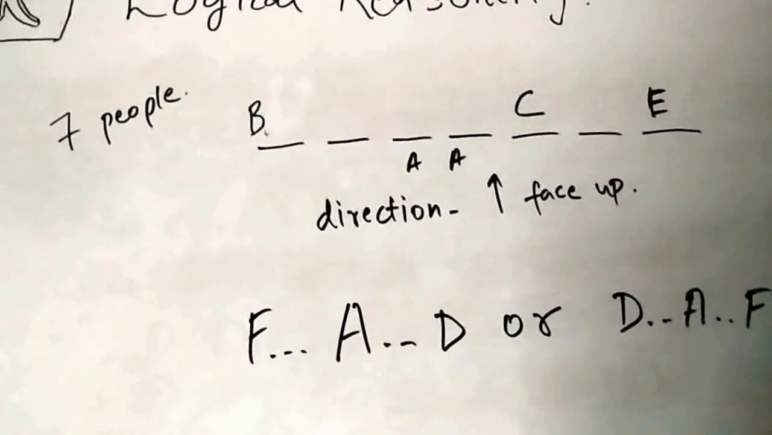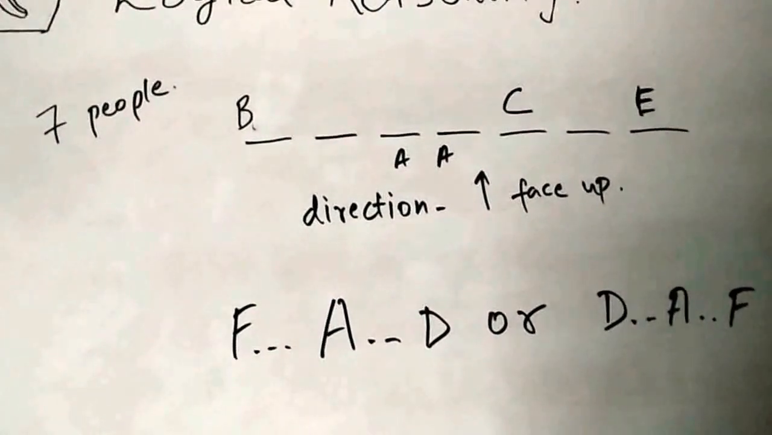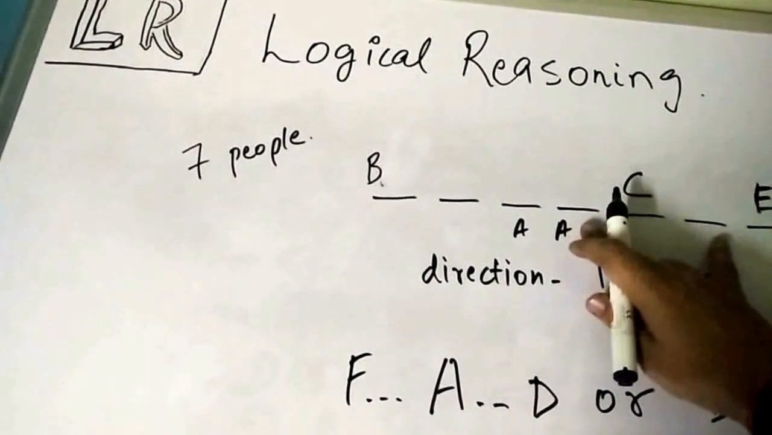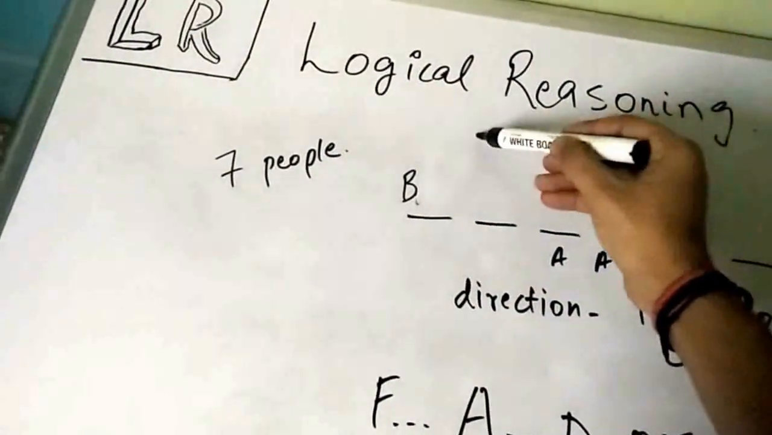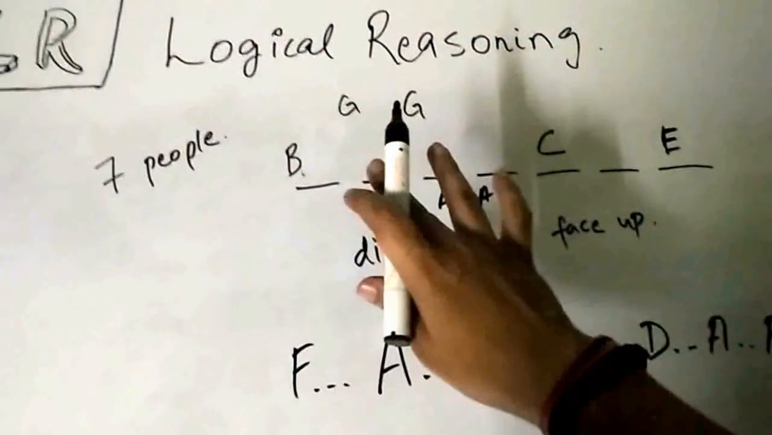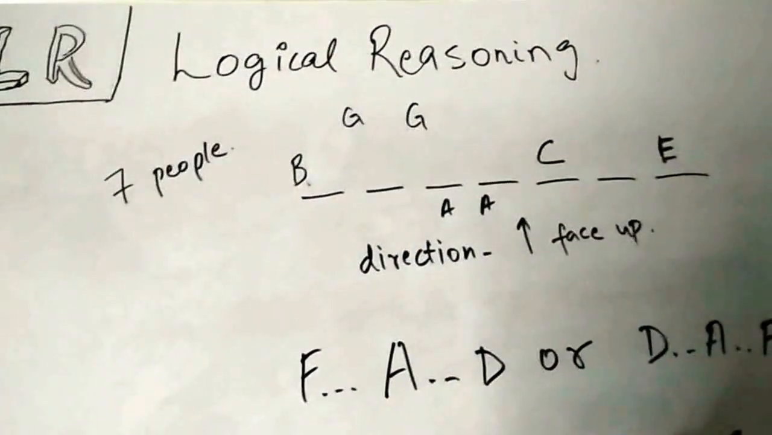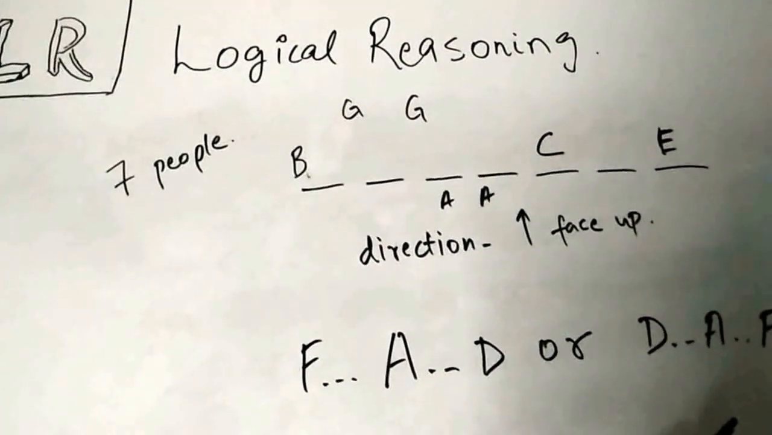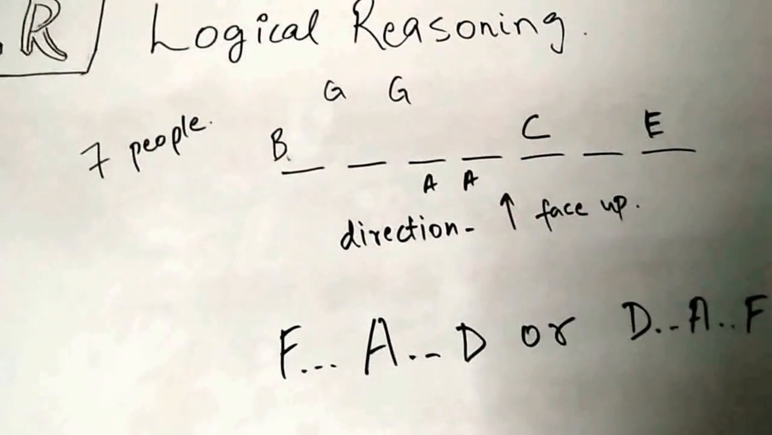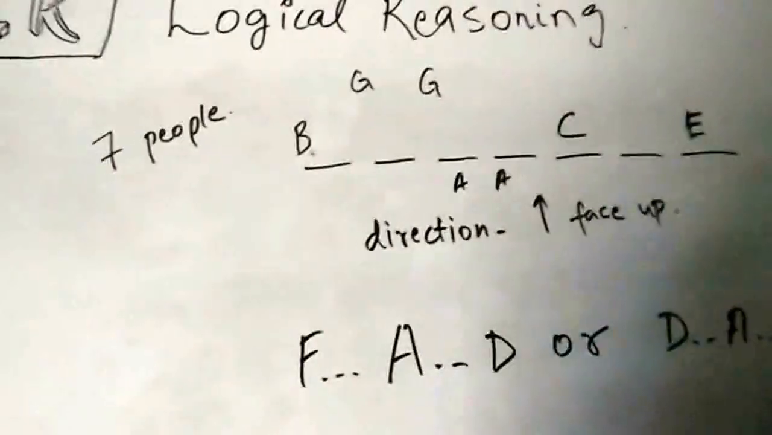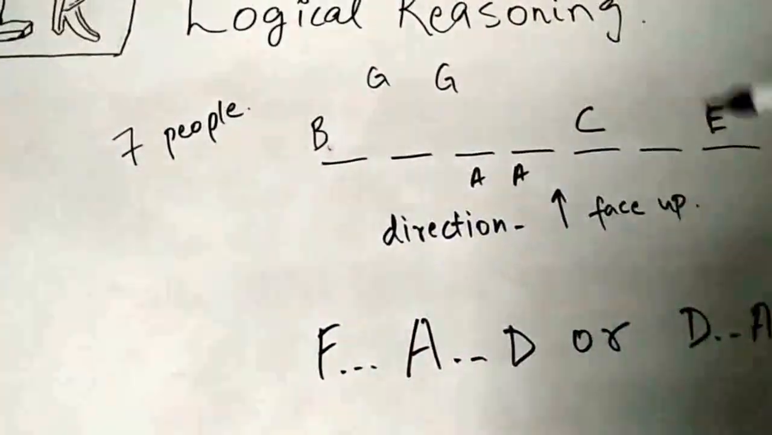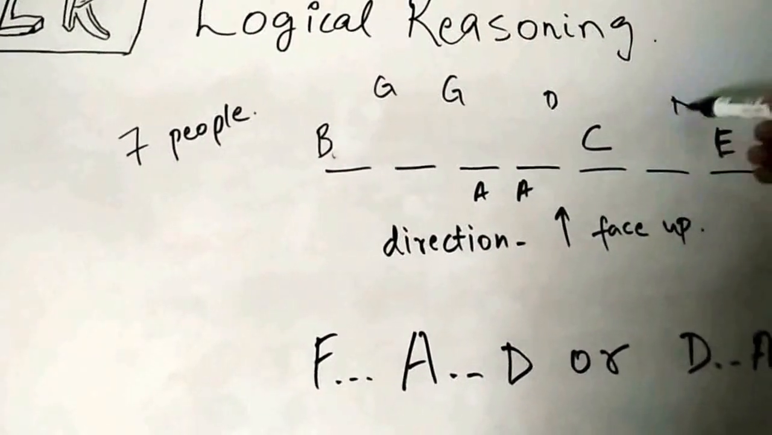It says that G is not adjacent to C. So we now know that G cannot sit in these two places. So for G we have these two places, right? We'll just write down G on top, just so that we remember that G has these two places to sit. Alright, cool. And C is adjacent to D, which means that D has to sit either here or here, right? So I'll just note down D here and here.